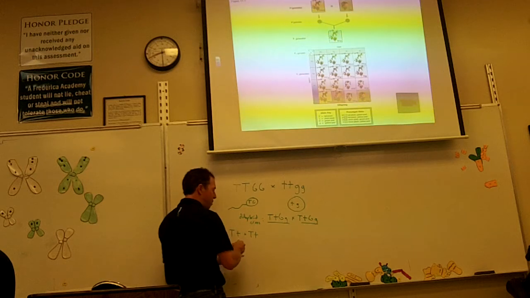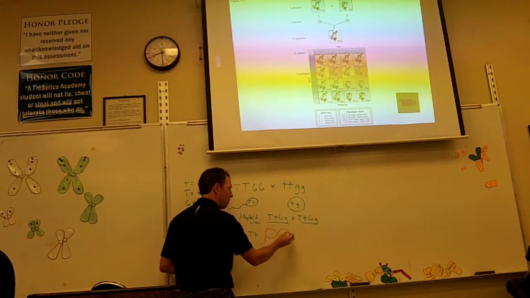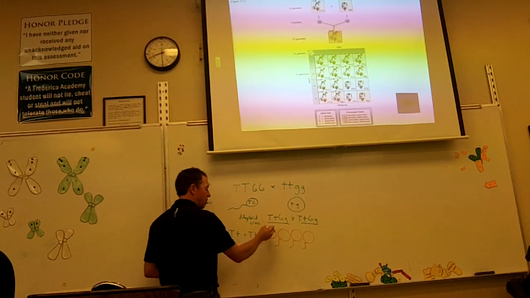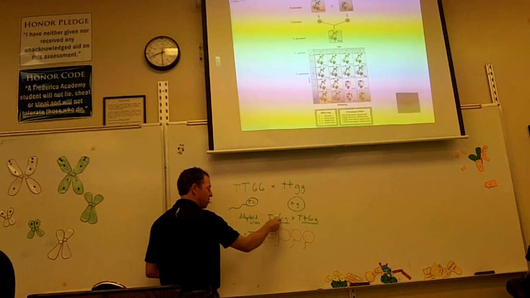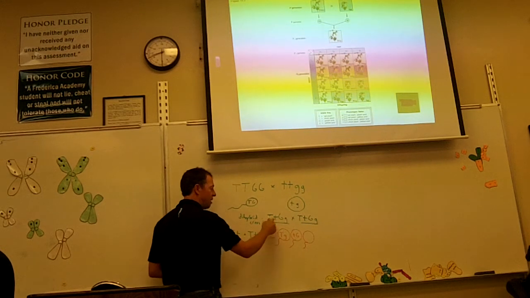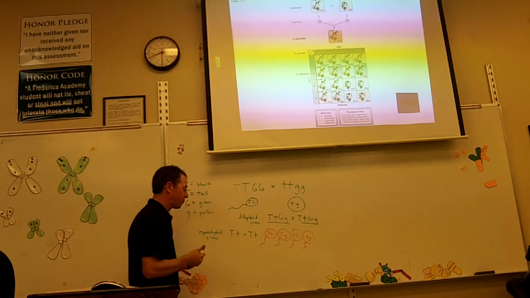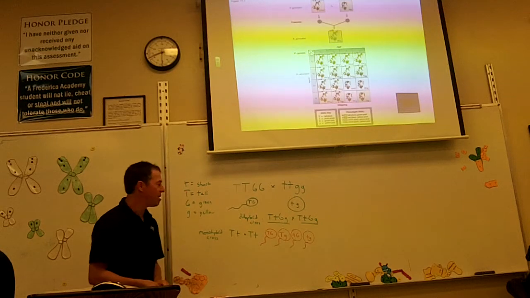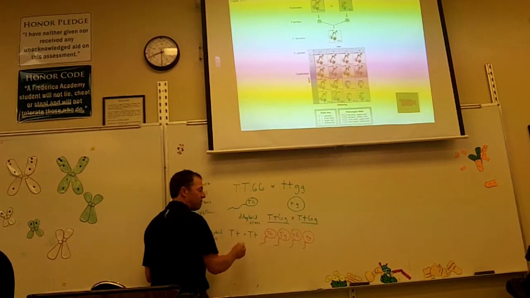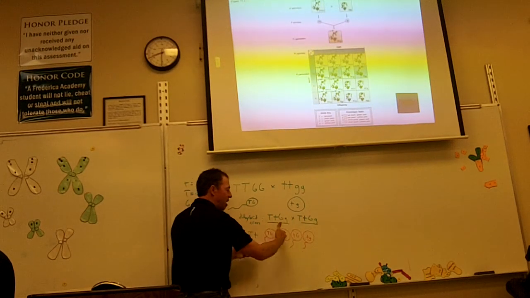Possibilities of sperm cells for this dad. There's actually 4 of them. Big T, big G. Big T, little g. Little t, big G. And little t, little g. There are 4 possibilities of gametes for this one. Does everybody see how that is? Each gamete gets one of the 2 from each pair. So there's 4 ways that these things can split up and make sperm cells.